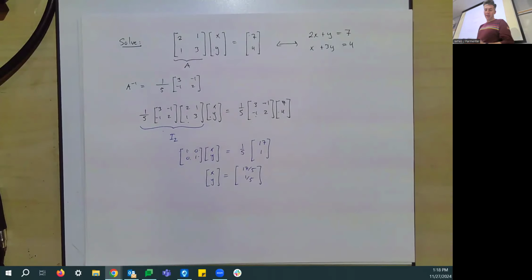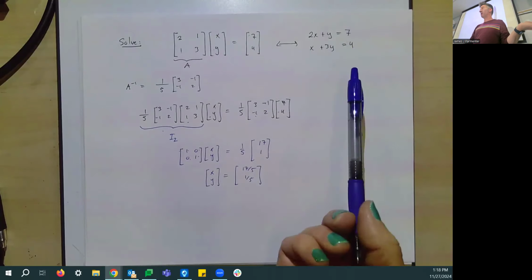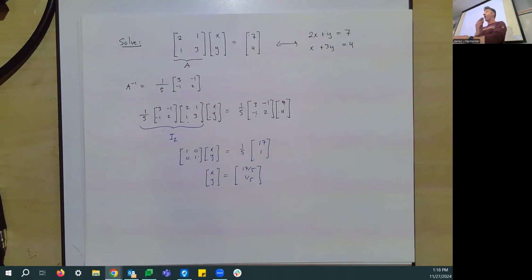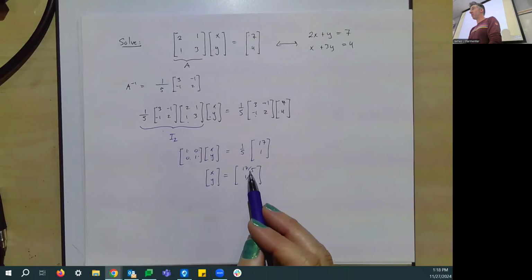A nice thing to recognize here is that specifically for a system of two equations and two unknowns, you can think of them as lines, right? 2x plus y equals 7 is a line in 2 dimensions. So is x plus 3y equals 4. And where they cross is the one solution where x is equal to 17/5 and y is equal to 1/5.